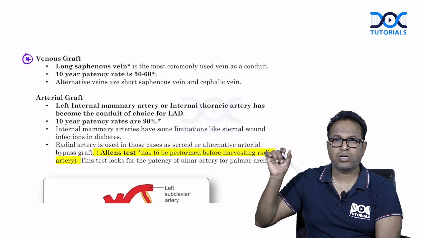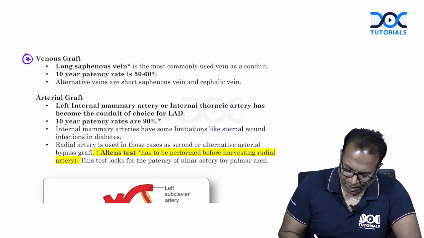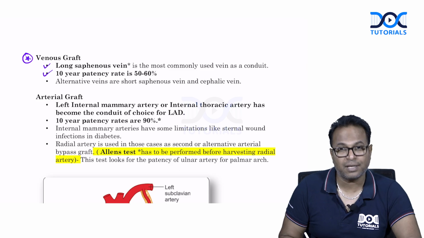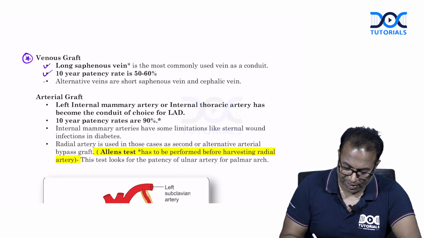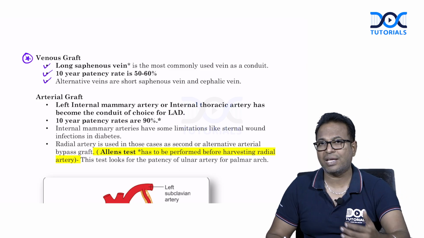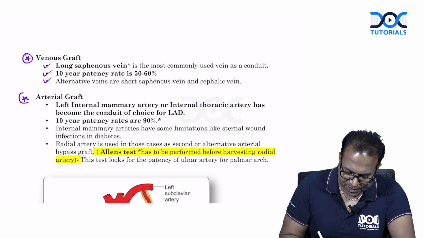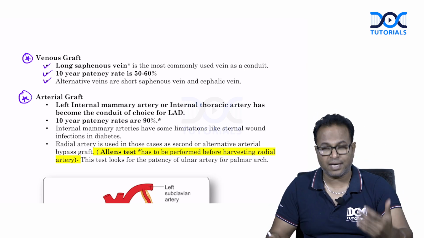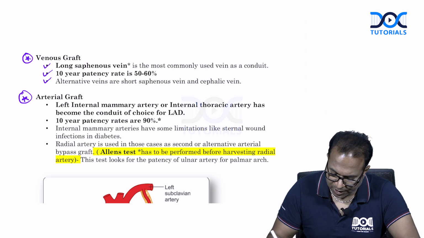The full length of long saphenous vein is taken as a graft, and the 10-year patency of this graft material is 50 to 60%. If long saphenous vein is not available, they have to go for short saphenous or cephalic vein. And arterial graft is done during the thoracotomy. They will take the internal mammary artery as a graft.